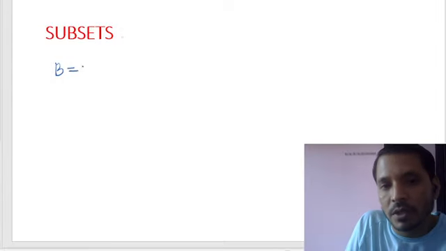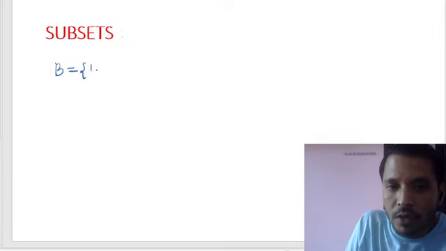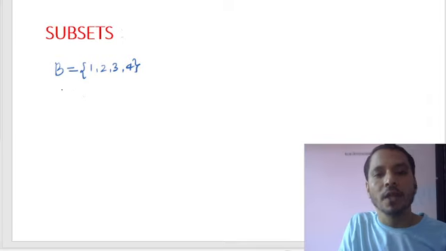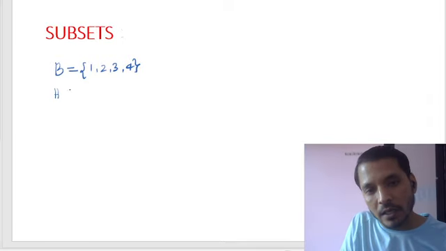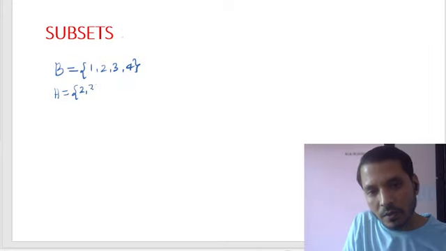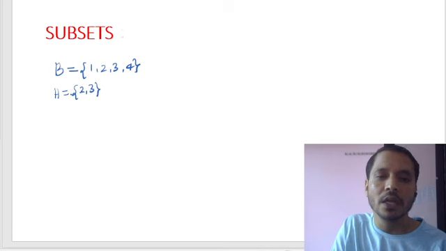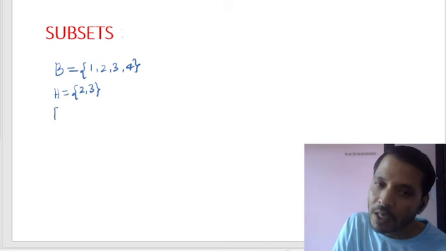This consists of, let us suppose, 1, 2, 3, 4. We can actually take any elements. Now we have the set A. This consists of only two elements. I am taking 2 and 3. Here we can say A is a subset of B. This is the symbol of the subset. A is a subset of B.